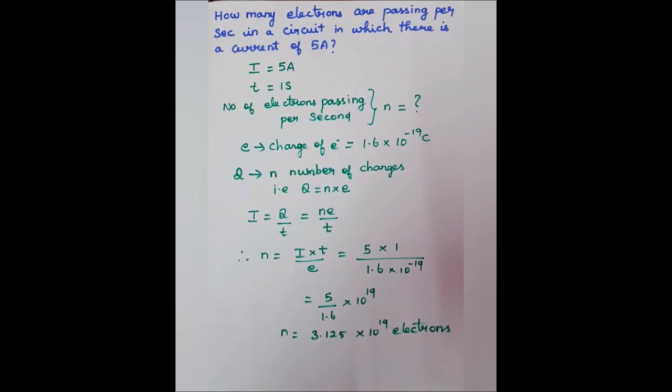We know that the mathematical expression for current I equals Q by T. What is Q? Q equals NE. Therefore, I equals NE by T. We have to calculate N. Rearranging the equation, N equals I into T by E. I equals 5 ampere current, T equals 1, so 5 into 1 by charge of electron E equals 1.6 into 10 power minus 19. If you calculate this, you can get the answer: 3.125 into 10 power 19 electrons pass per second at 5 ampere current.